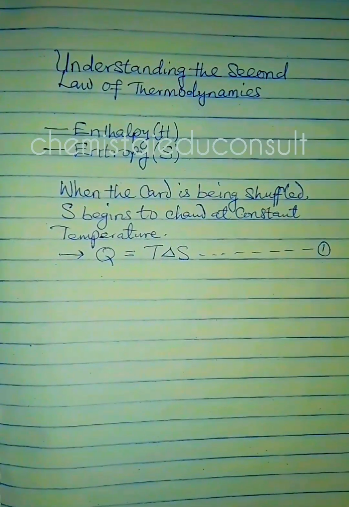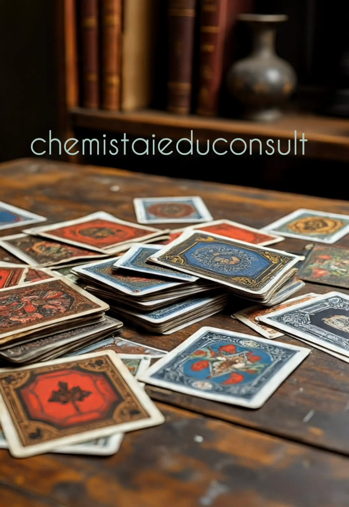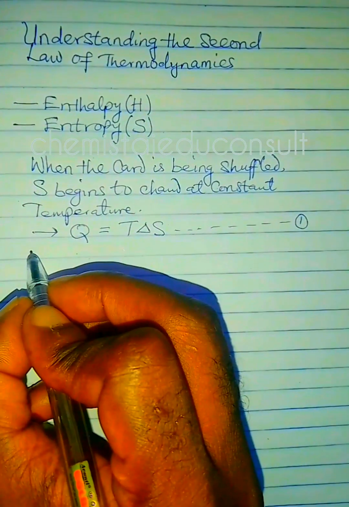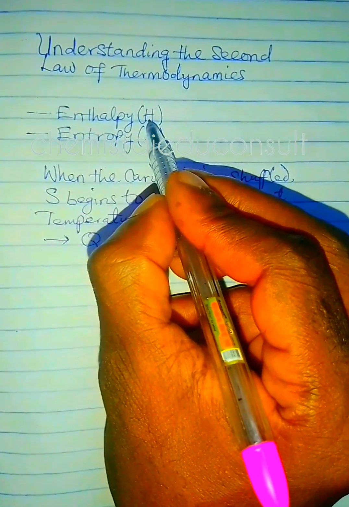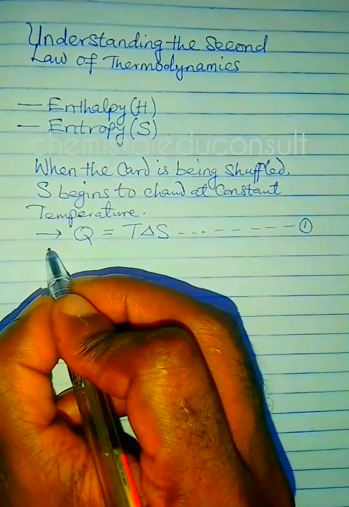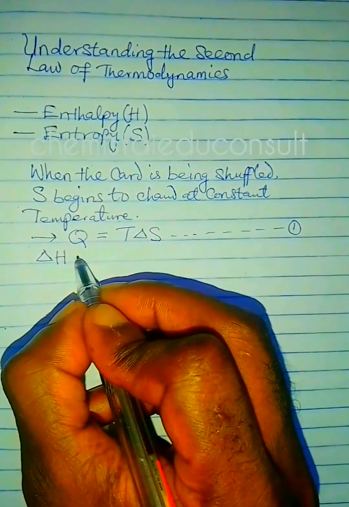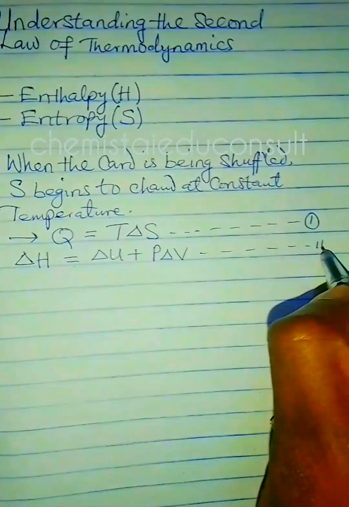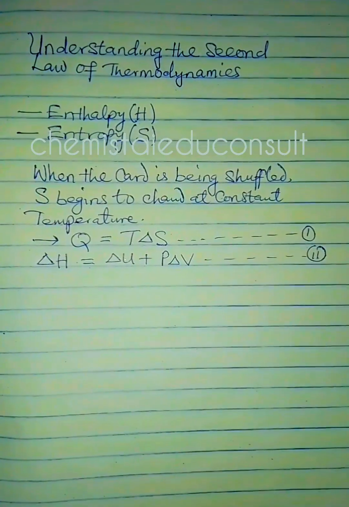Recall also that when the cards are being shuffled, it is not only entropy that changes, enthalpy also changes. This enthalpy change is gotten from the first law of thermodynamics, which states that enthalpy change is equal to change in internal energy plus the work of pressure which is used to create space. Let's call this equation 2.